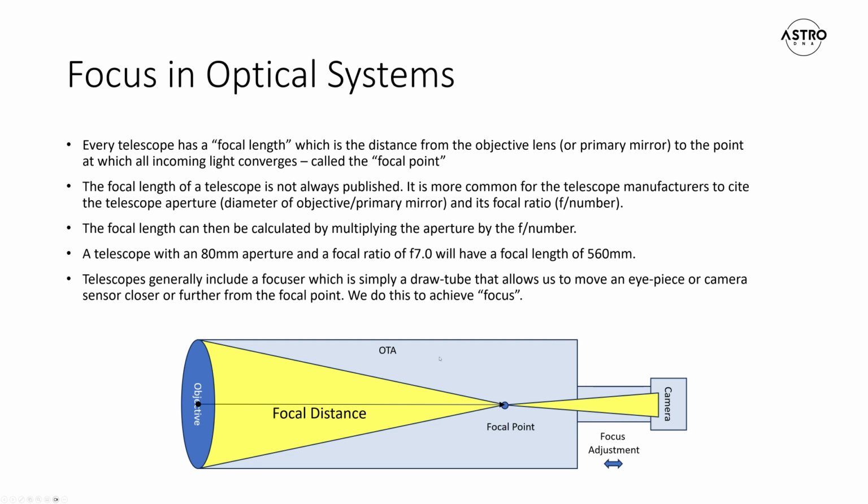As I mentioned, most telescopes do come with a focuser, and that allows for adjustment, racking in or out of your eyepiece or your camera, so that it is either closer to or further away from the focal point, and that allows the image to be focused on this focal plane, based on its distance and other things. So this is a very simple illustration of focus in a telescope.